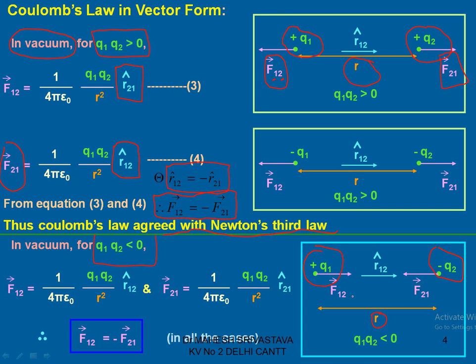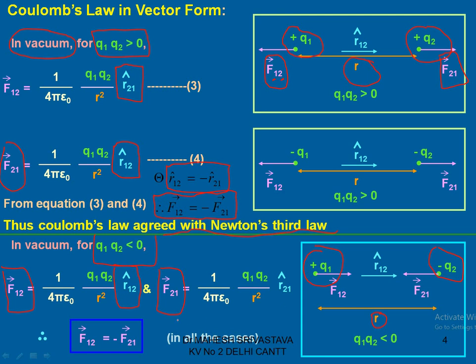Since these charges are positive and negative, an attractive force will take place. So that's why they will attract each other. So these arrows are towards each other. Now the force on charge Q1 due to Q2 is equal to 1 upon 4 pi epsilon naught Q1 Q2 upon R square, R12 cap, that gives the direction. Similarly, F21 vector equal to 1 upon 4 pi epsilon naught Q1 Q2 upon R square R21 cap.